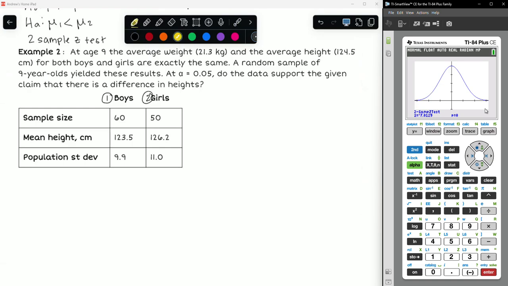As we pick through the question, I see a level of significance in that last statement. I also see, is there a difference? And I know difference means not equal to for my alternative.